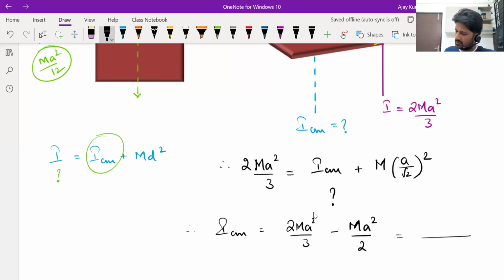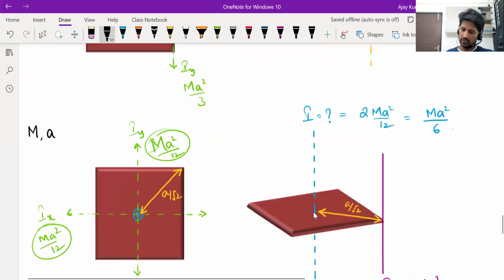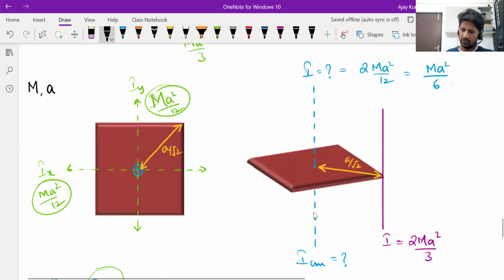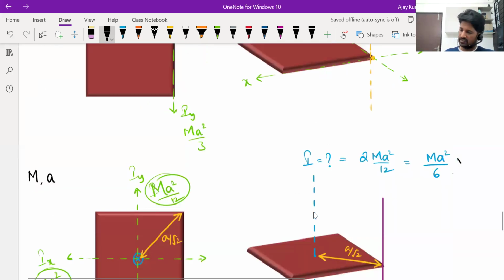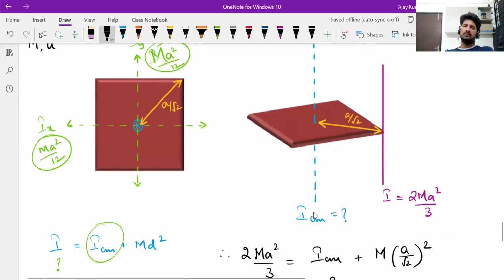3 and 2, the LCM is 6. It becomes 4 minus 3 ma square. After taking the LCM, this is what you get, and the answer you get is ma square by 6, which is the same as what we got using the perpendicular axis theorem also. Ma square by 12 plus ma square by 12 was ma square by 6. Even if you use the parallel axis theorem in reverse, you will get the same result.